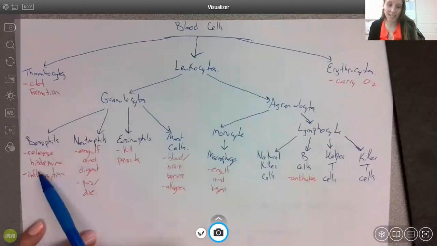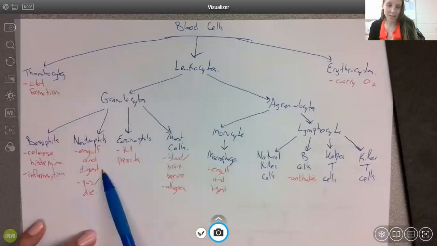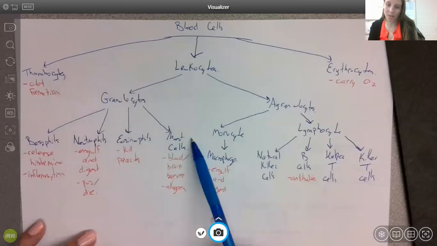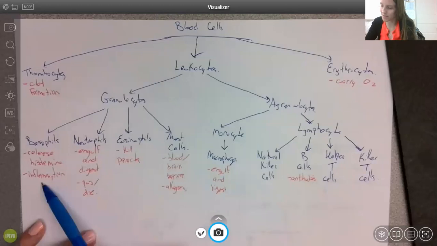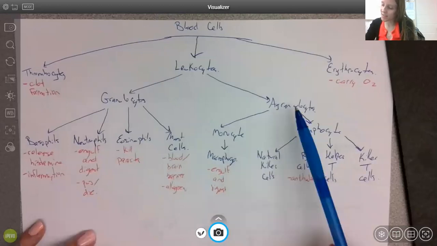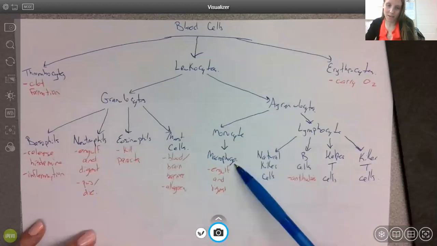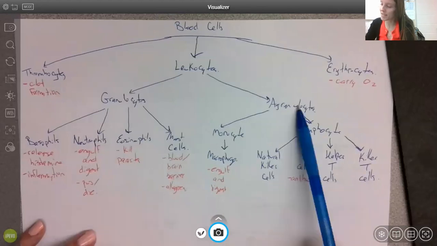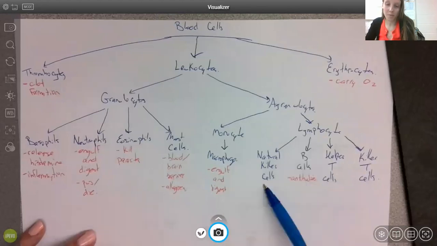The basophils release histamine and are responsible for inflammation. The neutrophils engulf and digest things. They die and turn into pus. The eosinophils kill parasites, and the mast cells help with the blood-brain barrier and are responsible for allergies, as well as the basophils. The agranulocytes are the monocytes, which turn into macrophages and engulf and digest things. They don't die, by the way, unlike the neutrophils. And then the lymphocytes are the natural killer cells, your B cells, which release antibodies, your helper T cells, and your killer T cells.